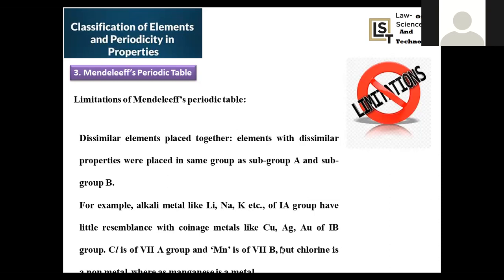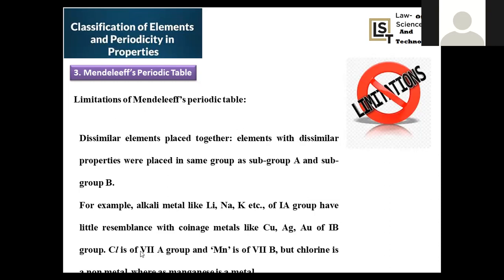S block elements are said to be soft metals. Copper, silver, iron are coinage metals. They are very strong, very hard metals, we can say, right? So here there is no resemblance, and these are S block elements, these are D block elements. No resemblance will be there. This is a contradictory statement which is given by Mendeleeff.